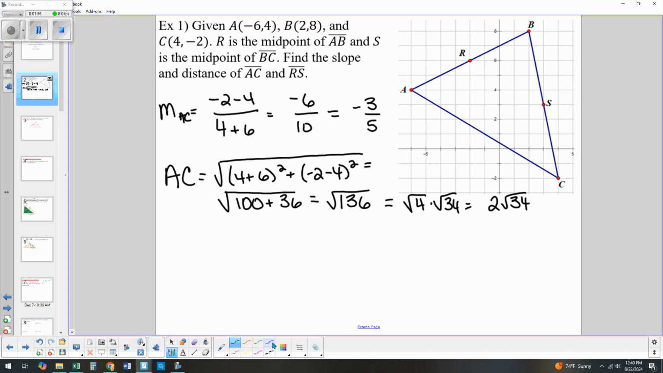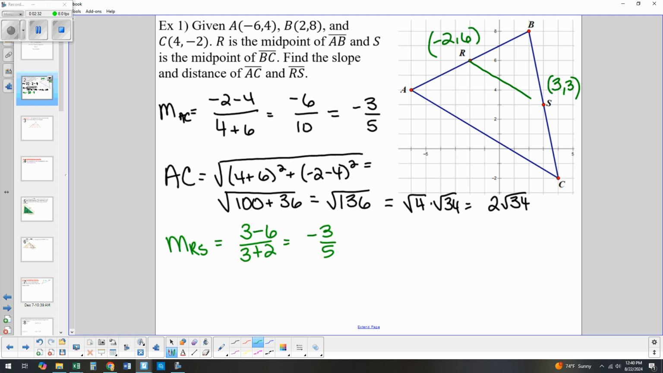Okay. So now we're going to do RS, but I need to know what the ordered pairs are of R and S. I could either find the midpoints, or because they're graphed on here, I could just count them. So that's -2, 6, and this is 3, 3. So if we do the slope of RS, we're going to have 3 minus 6 over 3 minus -2. Look at that. Already, they have the same slope. This line here, RS, had the same slope as this line here, AC.